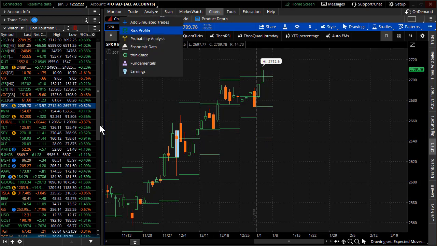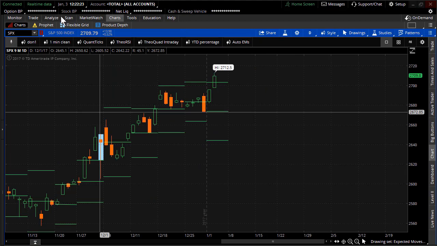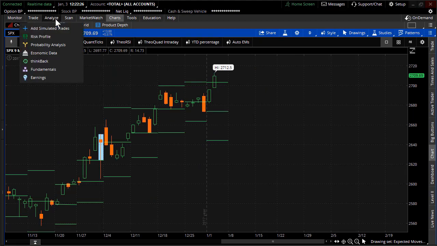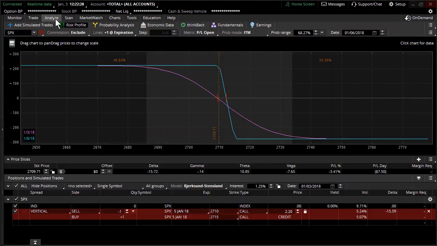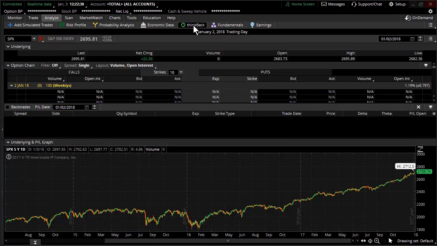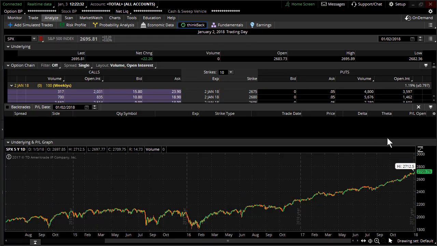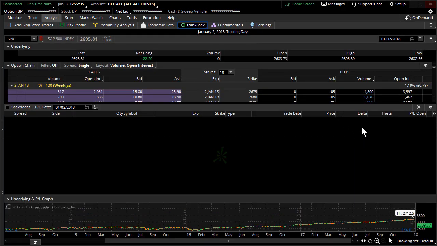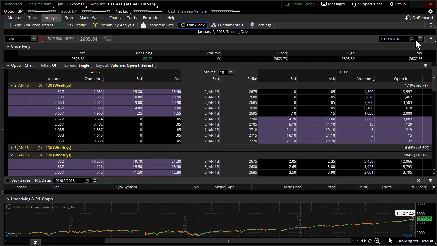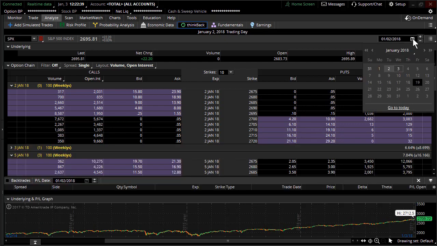Now, if you want to get in tune a little bit with these expected moves, what you can do, if you are on thinkorswim, is go to the Analyze tab. You can cruise over to Think Back, and you can back up the date just a couple of days. Typically, I like to look at the expected moves on a Saturday. So today, for instance, is effectively the 3rd.